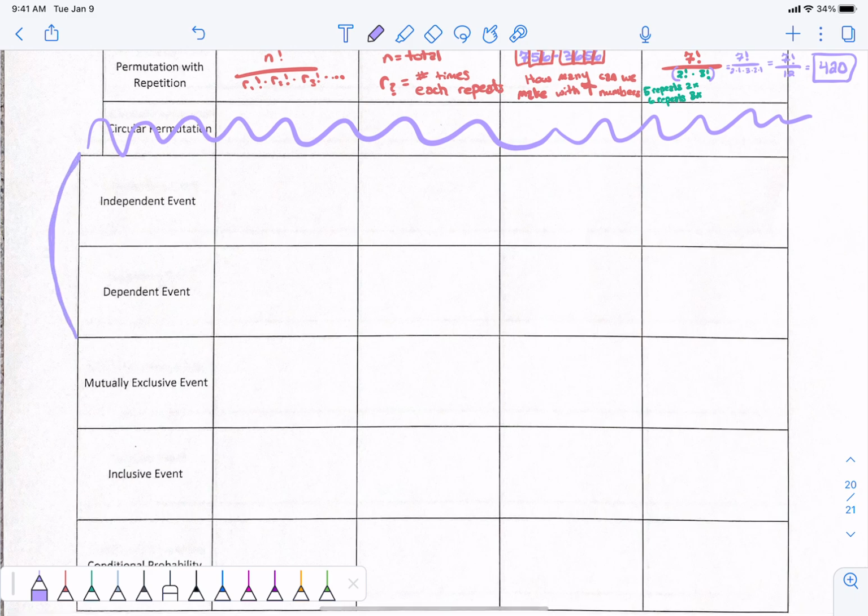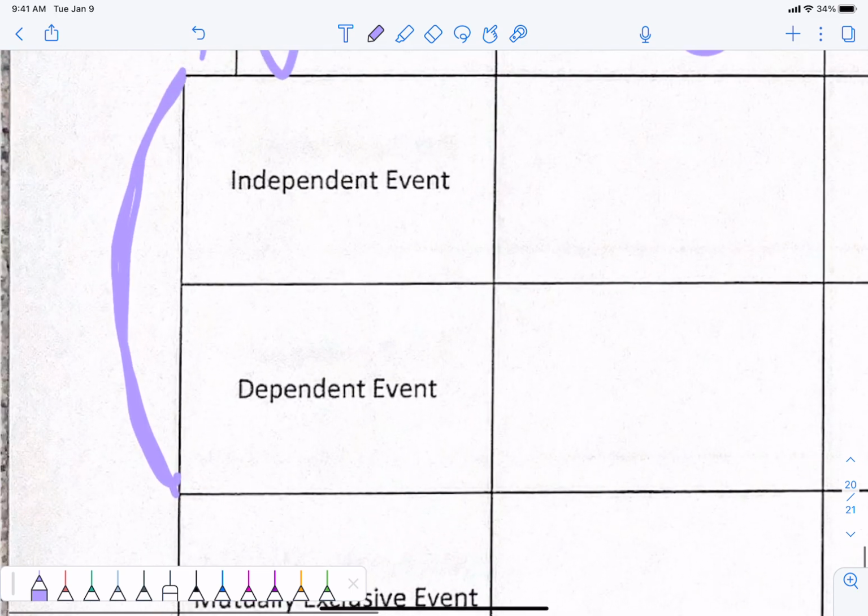All right, now we have just a couple left. Independent, dependent, because these ones kind of go fast. Those 2 are together. Independent, dependent is when you are multiplying. This is when you're multiplying probabilities. And these are the and statements.